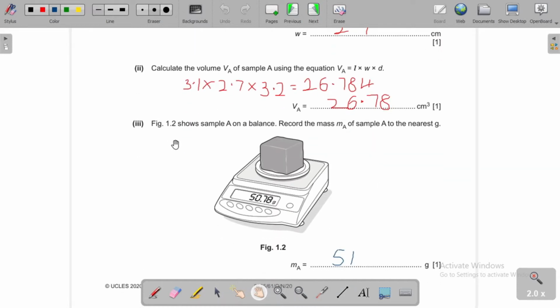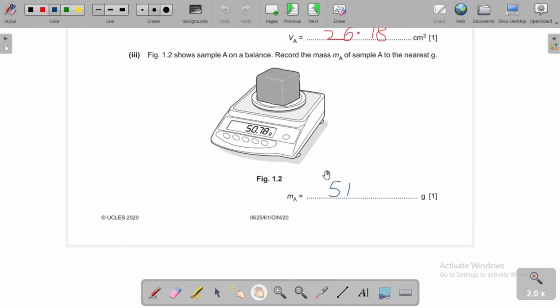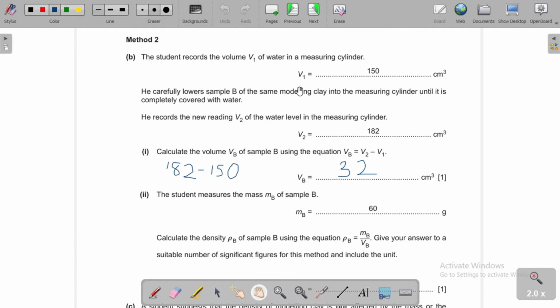Figure 1.2 shows sample A on a balance. Record the mass MA of sample A to the nearest gram. We have 50.78 here. To the nearest gram, the 8 comes here and, since it is more than 4, you have to round it up to 1 and add it to 50. That gives us 51. So let's go to the next question.